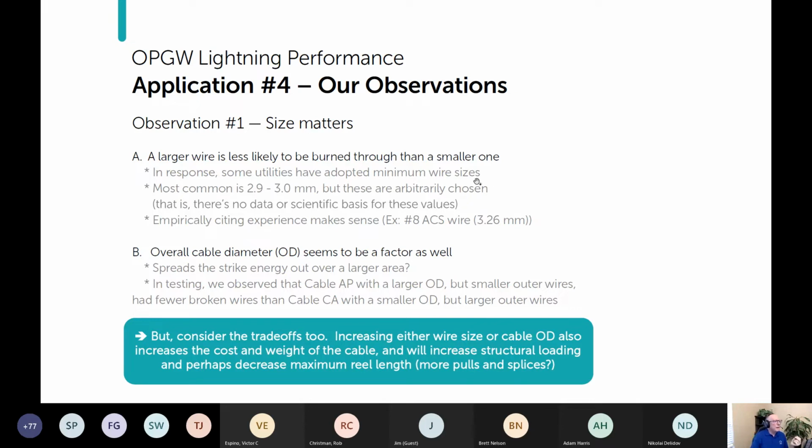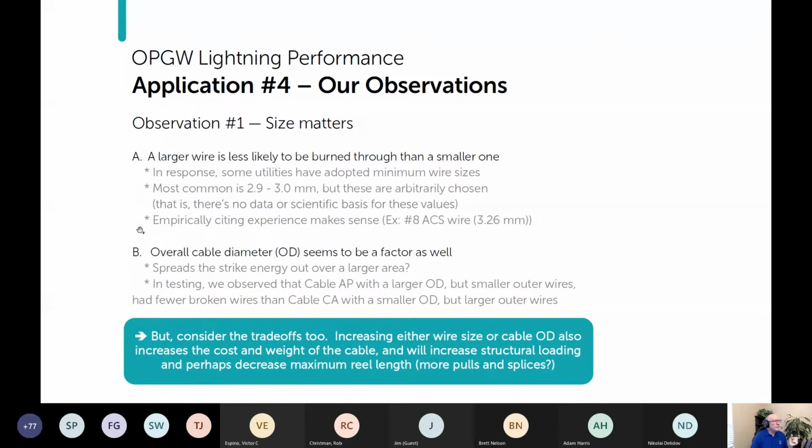The two most common are either just picking 2.9 or 3.0 millimeters. Those are the ones I commonly see. But generally, when I see nice, clean values like this, I know that they're arbitrarily chosen. There's no real data or scientific basis for this. It just sounds good. Maybe they got some designs from different manufacturers and picked one, the size of their outer wires or whatever, but there's no basis for this. These I don't really care for.